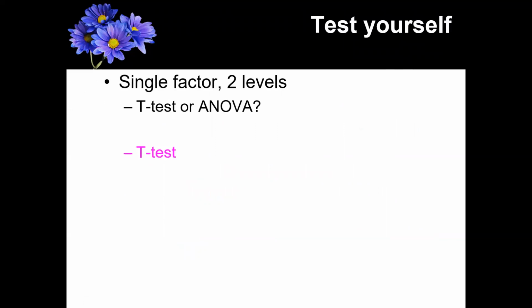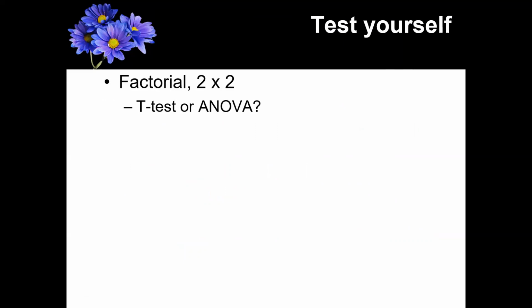A couple review questions before we wrap up. So again, a t-test is when you have two levels. 2 by 2, that's going to be an ANOVA. One factor, three levels, also an ANOVA. Okay. Let me know if you have questions.